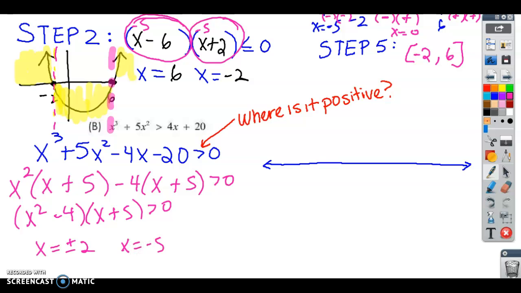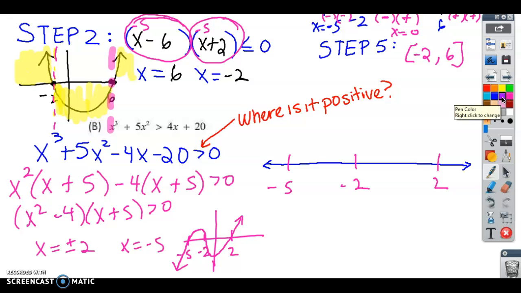Okay, so I have to put those on my number line in order. -5 is the smallest number, and then -2, and then 2. Okay, so if I take a look at what this graph is going to look like, we've got no bounces. They're only crosses at these values. So if I was going to just in my head quickly take a look at what this graph is going to look like, it's going to be cross, cross, cross. It's from a previous unit, right? This graph is asking where is it positive? It should be positive between -5 and -2, and then above 2.